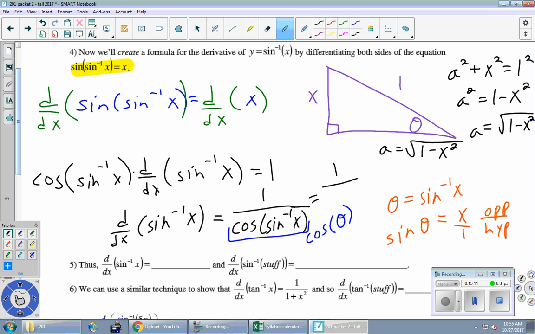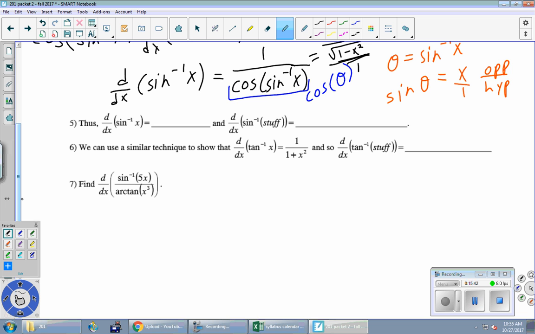Adjacent is which side? Square root of 1 minus x squared, right? That's the bottom. Divided by, what's the hypotenuse? 1. That's it. You don't need to put that divided by 1 in your final answer, and you didn't on the quiz. So we've just proven that the derivative of inverse sine of x is 1 over square root 1 minus x squared.